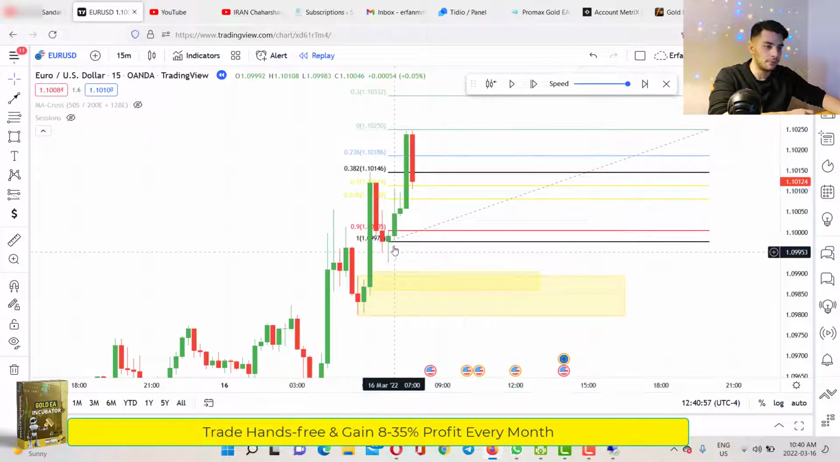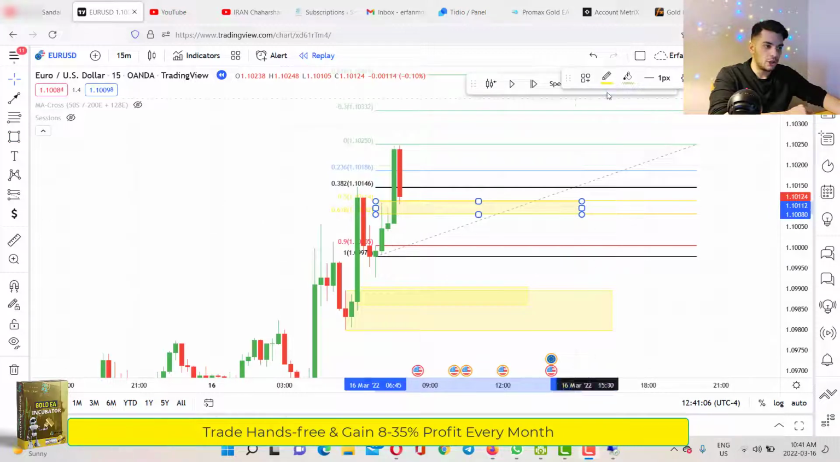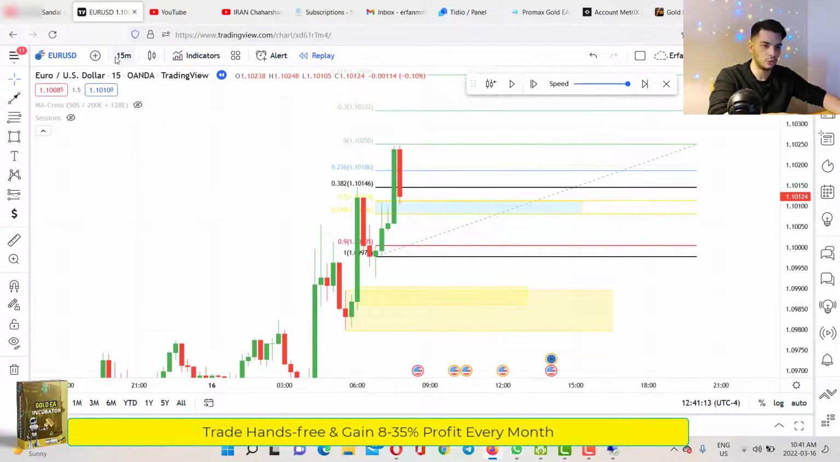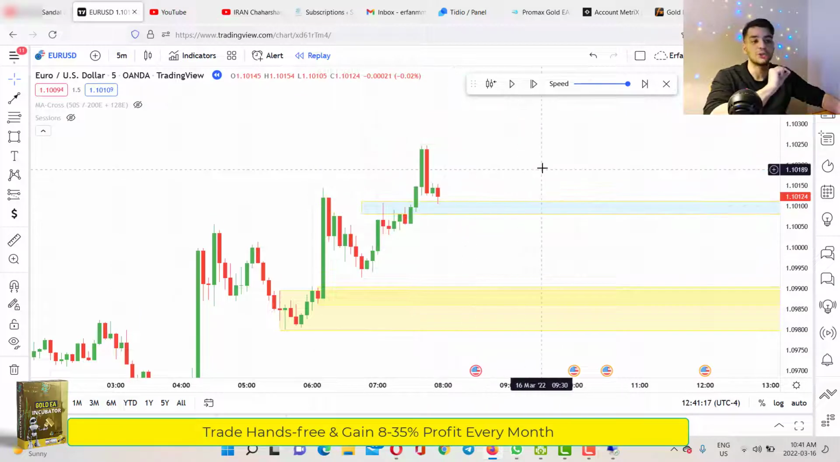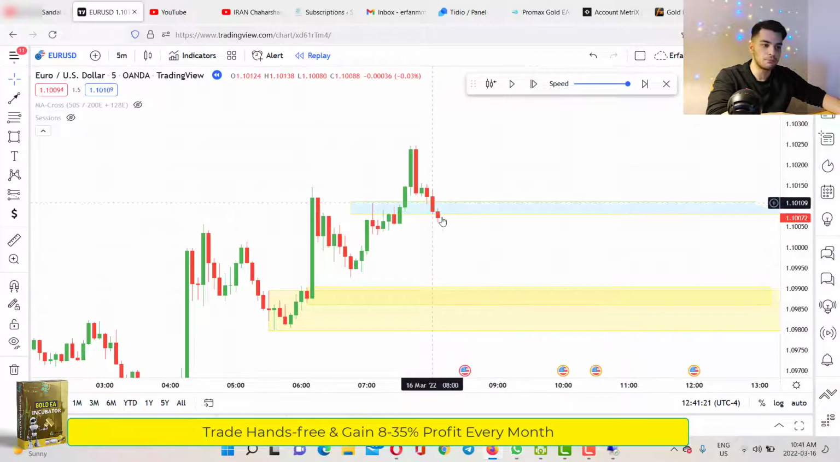See, I have my zero here on top, and our 100% level is here, and this is our golden zone. I'm going to change the color because I don't want it to be mistaken for high probability order blocks. So this is our golden zone, and then I just wait for the price to see how it reacts. As you can see, it actually broke below this zone.